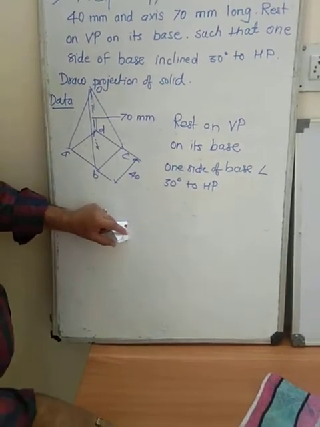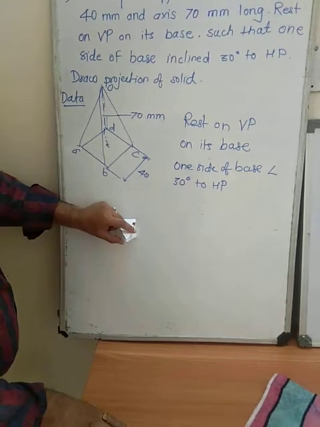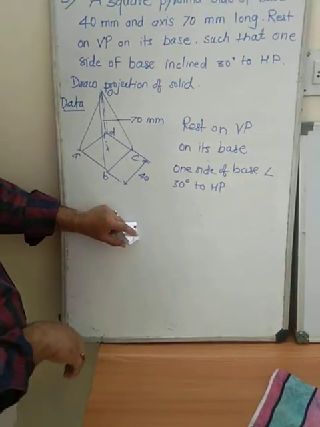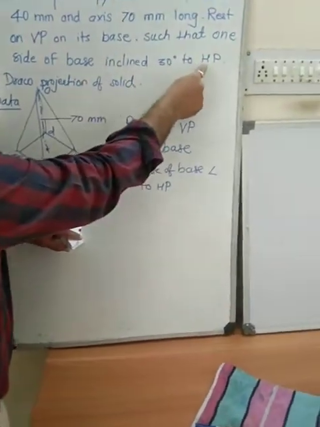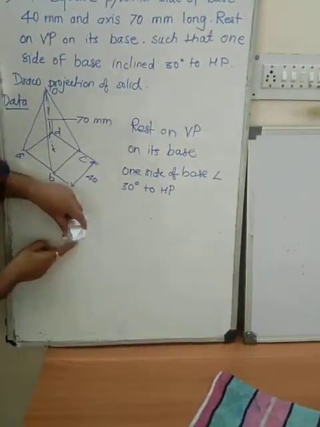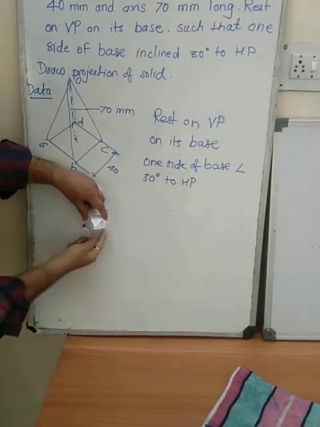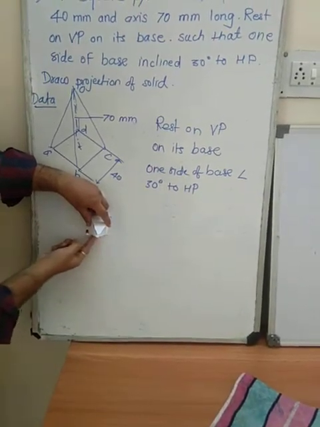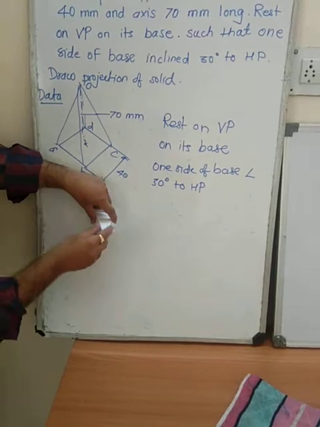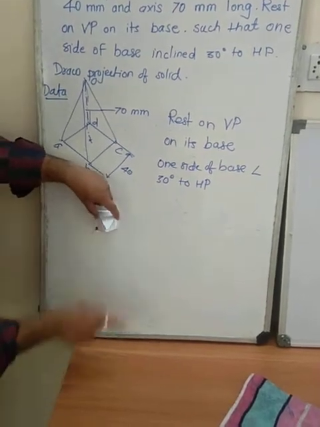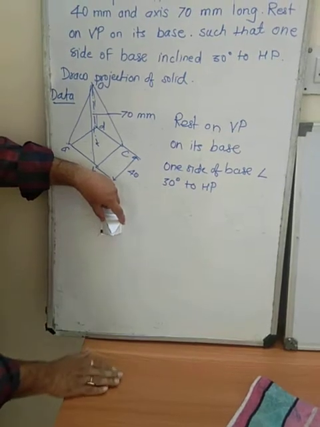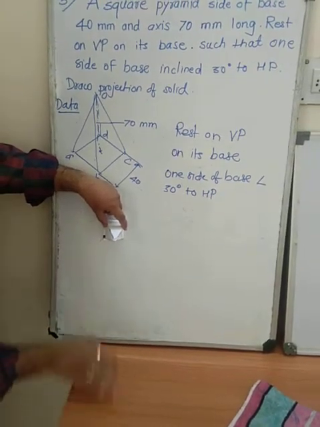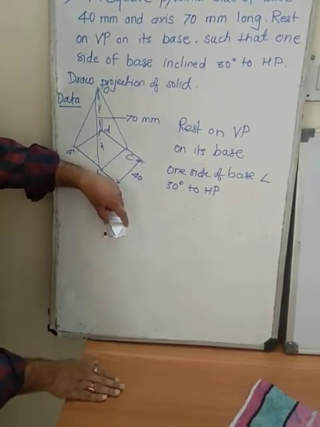So this is VP, this is HP. Another condition is given to you, that the side of the base is inclined 30 degrees to HP. Now in this case, two sides of the base, this side and this side, are parallel to VP, and this side is perpendicular to HP, and this side is parallel to HP.